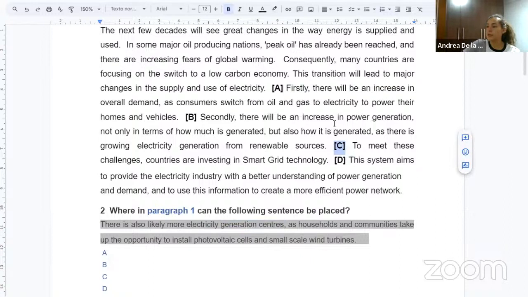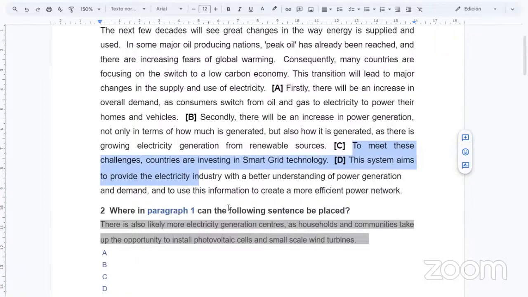But let's continue reading. Then it says, to meet these challenges, countries are investing in a smart grid technology. This system aims to provide the electricity industry with, what about these two sentences? Do you think that we can separate them? Why or why not? I think no, because this system is talking about the smart grid, and if we put that sentence, it's gonna be like the small turbines.